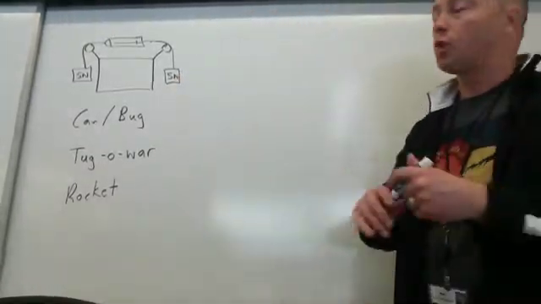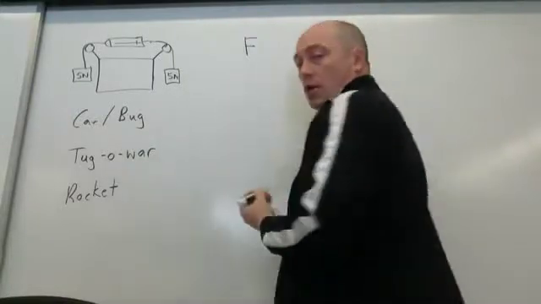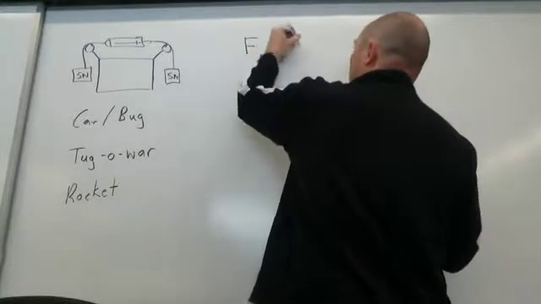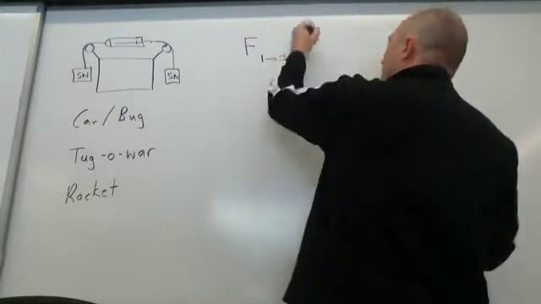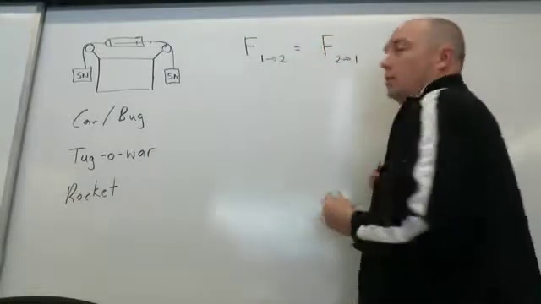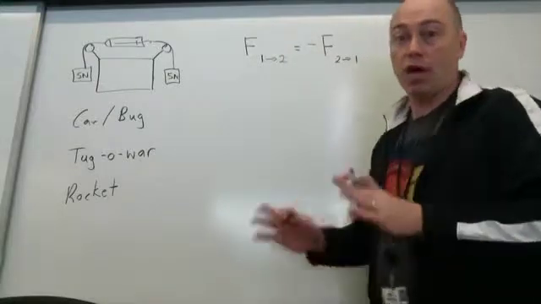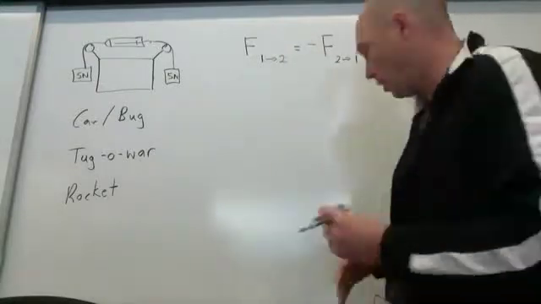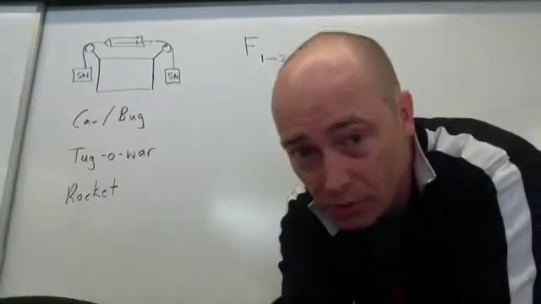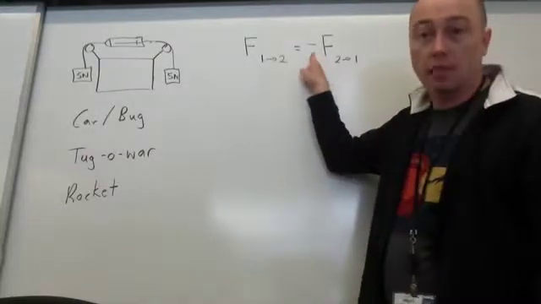Let me just show you guys Newton's third law. One way you can write it is: the force of object 1 on 2 is equal to the force of object 2 back on 1. And sometimes you'll see it with a negative sign, just to show that it's going the opposite way. But it doesn't really matter if you put the positive or negative, as long as you draw your picture so that the forces are the same and go the opposite way.